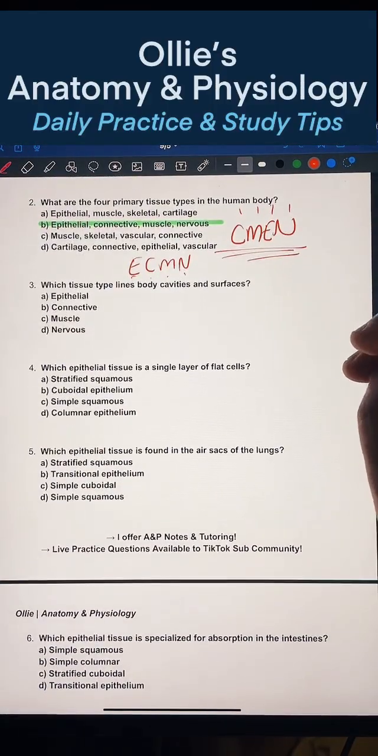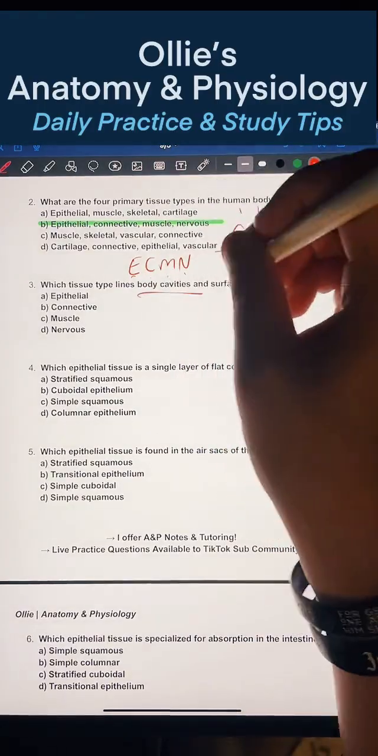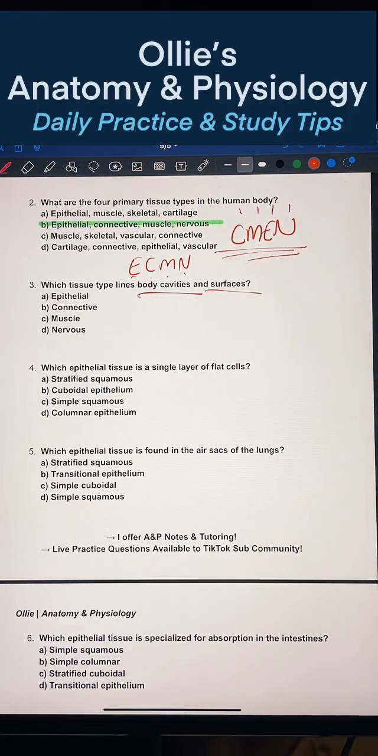Number 3, what tissue type lines body cavities and surfaces? What tissue type is that going to be? A, B, C, or D? What do you guys think?